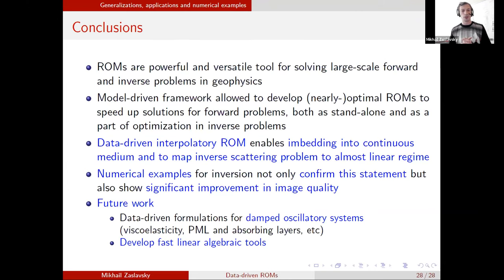And finally, the future work. That problem was related to lossless media, but we want to generalize it to damped oscillatory systems with losses, like viscoelasticity, PML, and absorbing layers. And a point I didn't mention before: we can significantly speed up our linear algebraic tools by using the structure of the matrices there. The matrices there are Toeplitz or Hankel-like. We didn't exploit that, but if we do, it will give us a significant advantage in our linear algebraic operations. That's pretty much it.